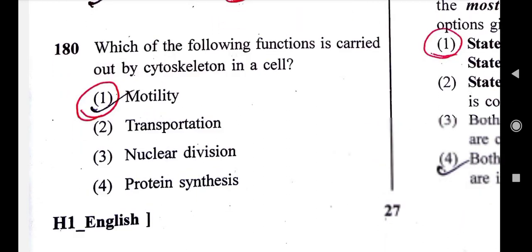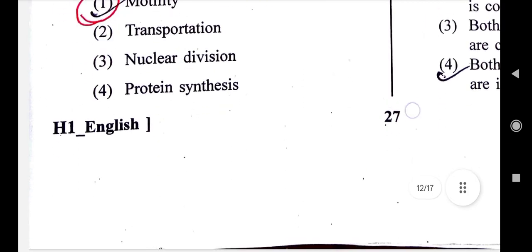Question number 180. Which of the following functions is carried out by cytoskeleton in a cell? Option 1 is the correct option, motility. Option 2 transportation. Option 3 nuclear division. Option 4 protein synthesis. So option 1 is the correct option, motility.